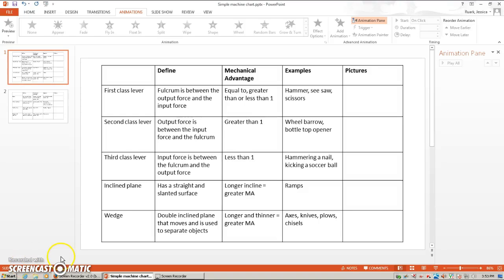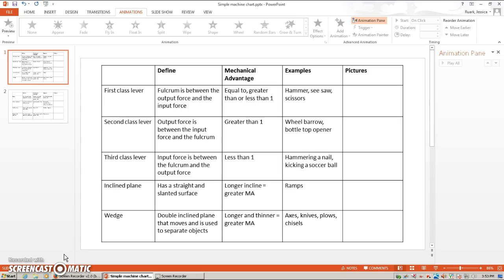This is Miss Ruark. This would be Vodcast 3.2a because this is the simple machine chart that we need to fill in that will be your reference sheet for simple machines. And then I'll give you more information when you get into class that'll give you some help in identifying the difference between first, second, and third class levers. And we'll talk about inclined planes and wedges and why they're different and the sort. So you should have your paper in front of you and we need to fill this in.